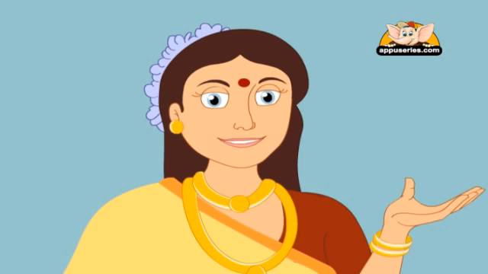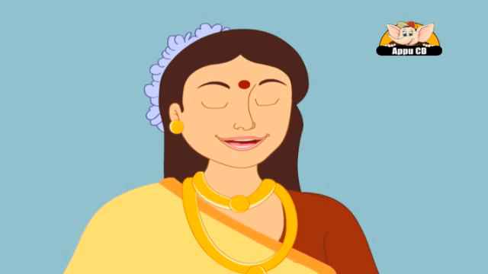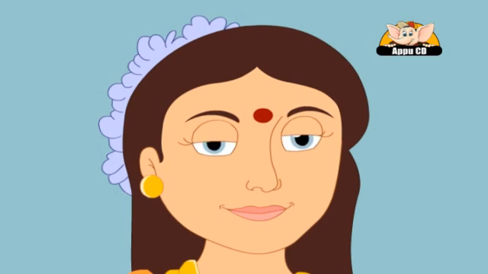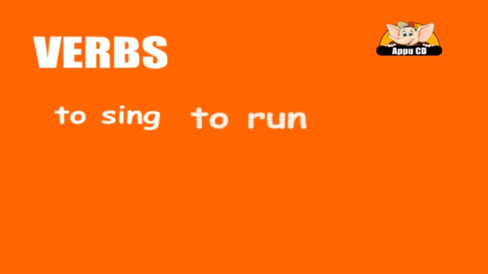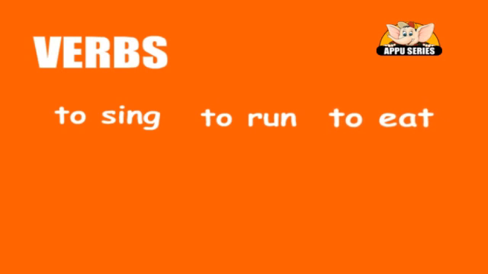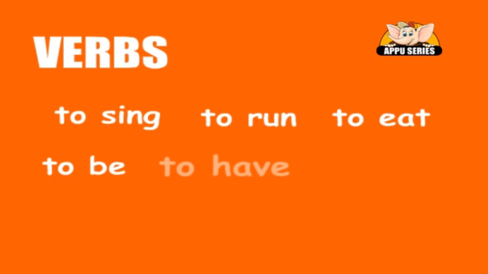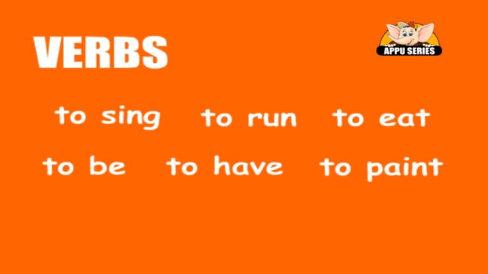Now let's talk about verbs. A verb expresses an action or a state of being. Most statements in speech and writing have a main verb. Examples of verbs are to sing, to run, to eat, to be, to have, to paint, to intend, or to feel.